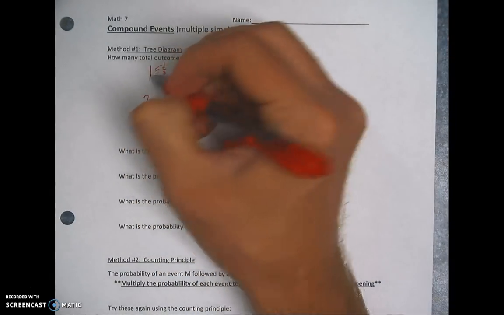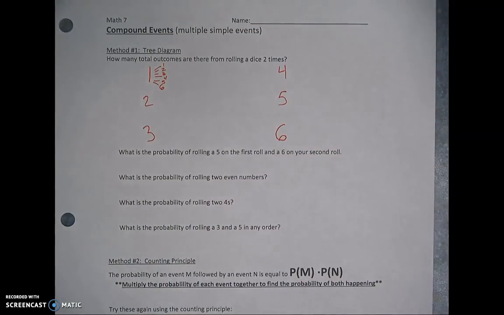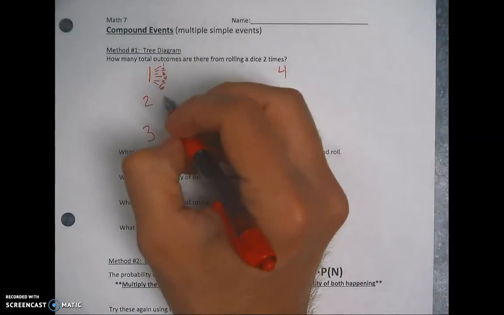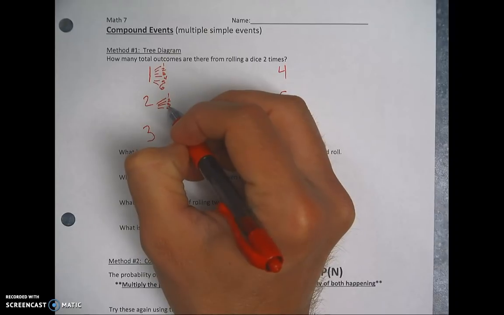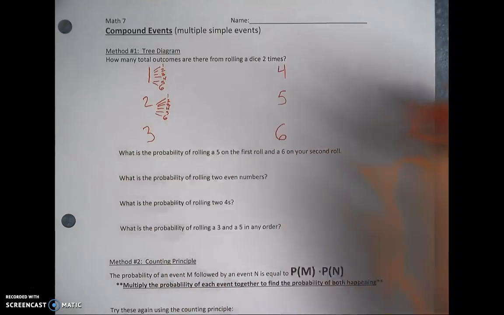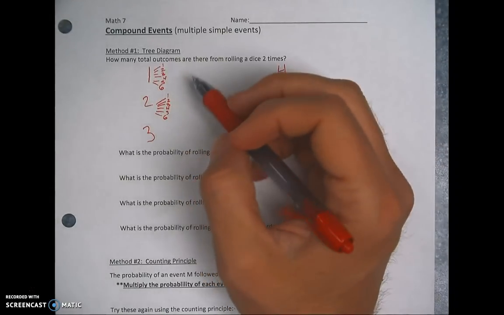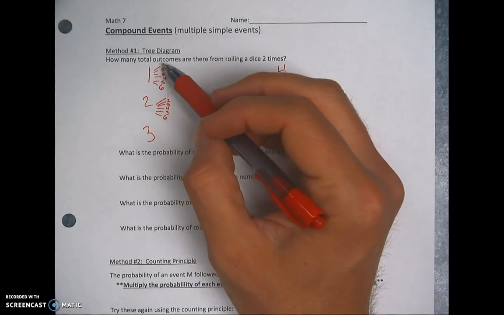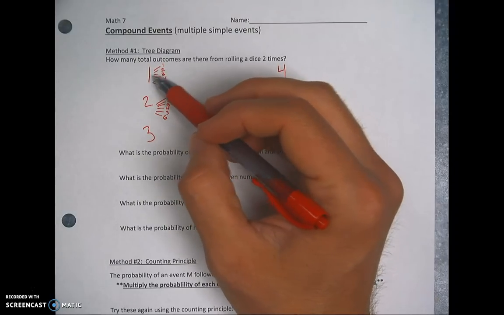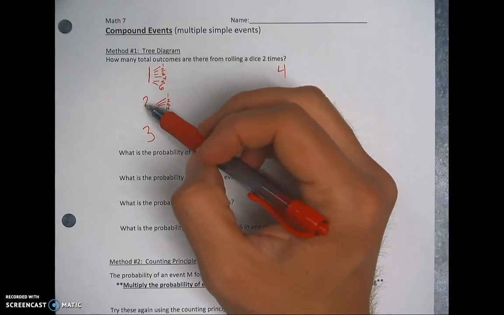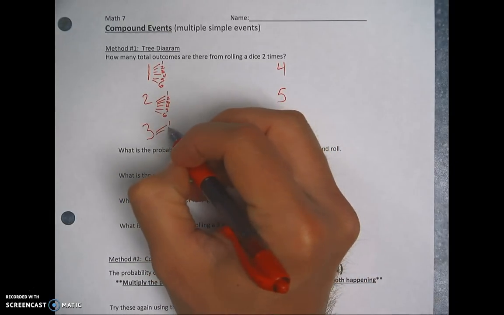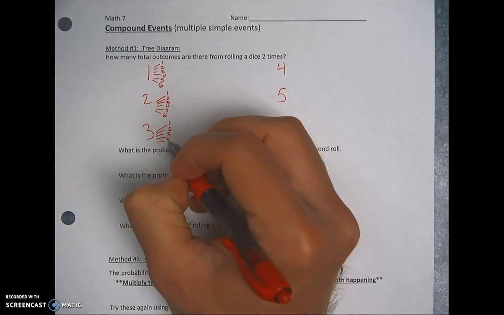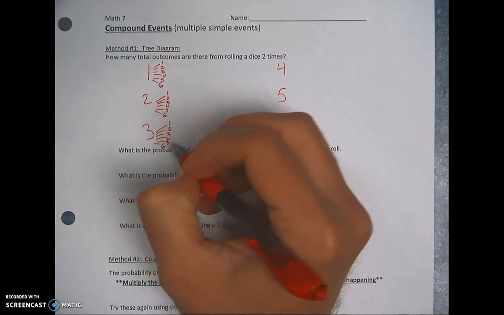Okay, so I rolled a 1 on the first time, and then the second roll I can still get anything 1 through 6. Or maybe I rolled a 2 on the first try. Well, on my second roll, I could still have a 1 through 6. So far, here's all the different combinations. I could have rolled it and got a 1, and then rolled it again and got another 1. Could have rolled a 1 the first time and then a 2, a 1 and then a 3, a 1 and a 4, 1 and a 5, 1 and a 6. Or maybe I got a 2 the first time, and then I got a 1, 2, 3, 4, 5, or 6. Or maybe I got a 3, and then I rolled a 1, or a 2, or a 3, or a 4, or a 5, or a 6.